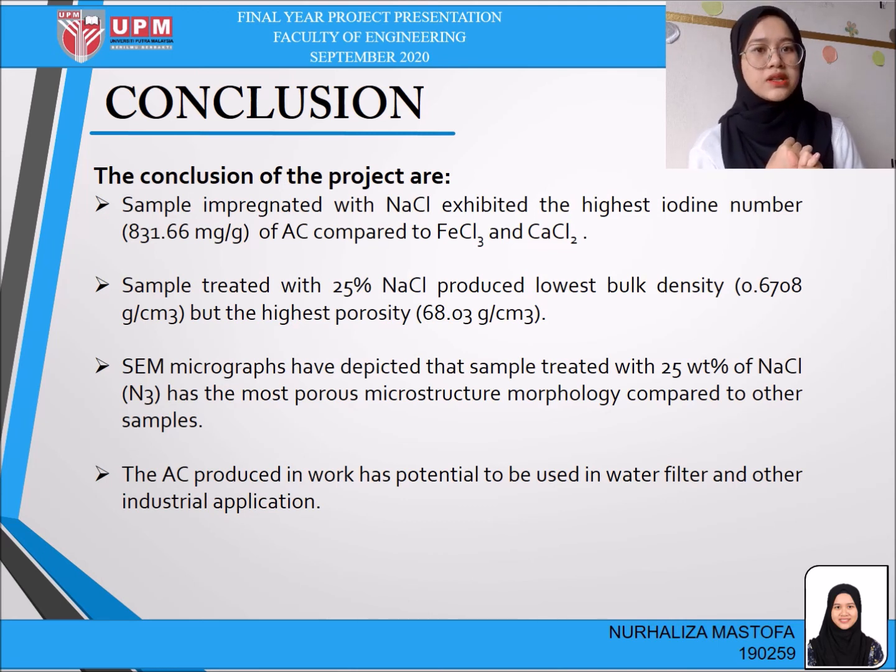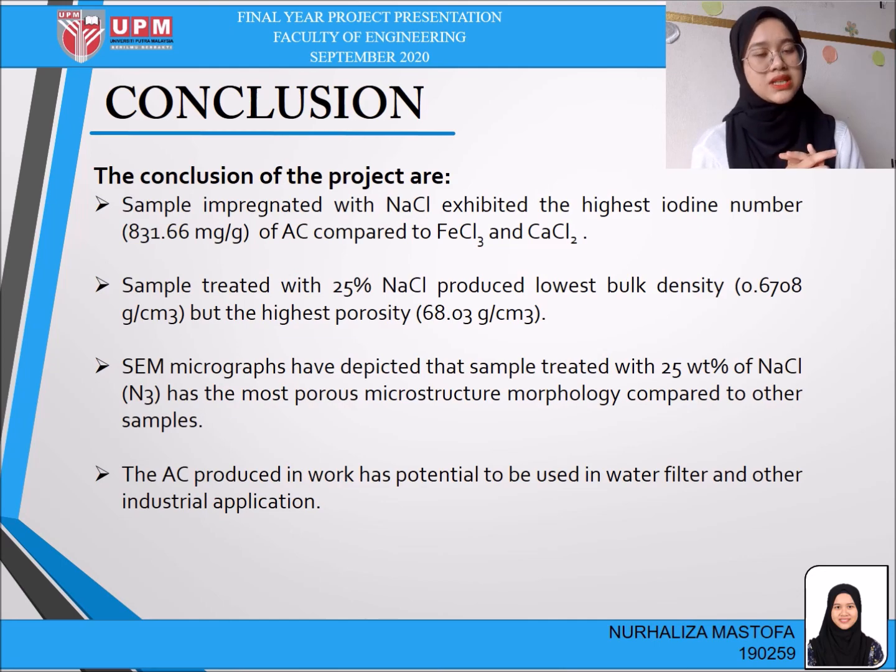The conclusions of this project are: first, the sample impregnated with NaCl exhibits the highest iodine number of activated carbon compared to FeCl3 and CaCl2. Secondly, the sample treated with 25% of NaCl produces the worst bulk density but the highest porosity. Thirdly, the SEM micrograph has depicted that the sample treated with 25% of NaCl has the most porous microstructure morphology compared to the other samples. And fourthly, the activated carbon produced in this work has potential to be used in water filters and other industrial applications.